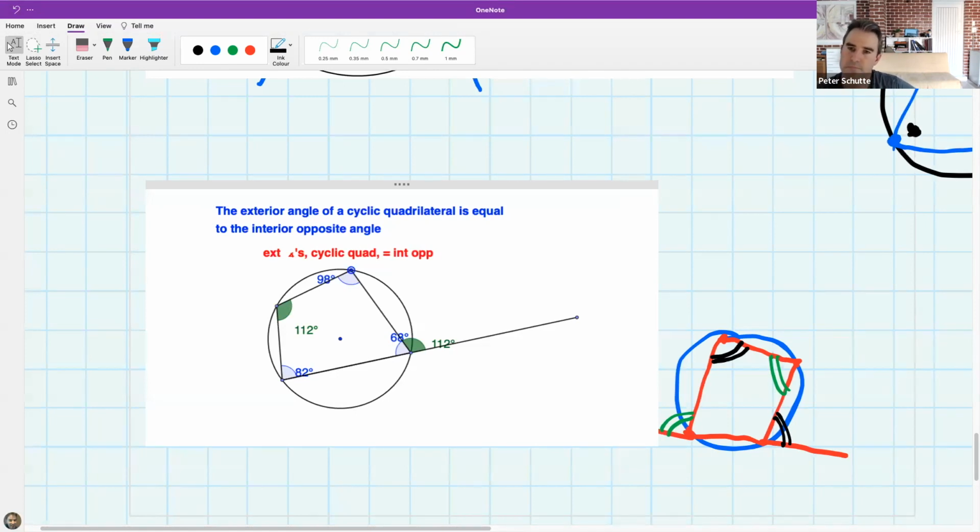So I was asking, what is the relationship between the blue angles? Okay. So the blue angles are interior opposites, and the interior opposites in a cyclic quad add up to 180. So 112 plus 68 is 180, and 82 plus 98. These are just, this is really the previous theorem.